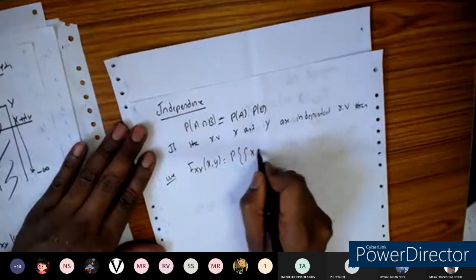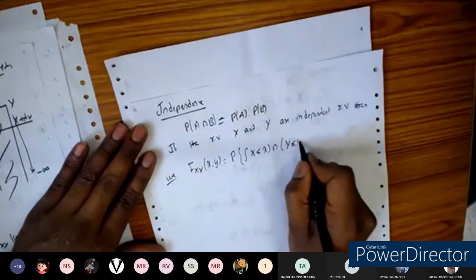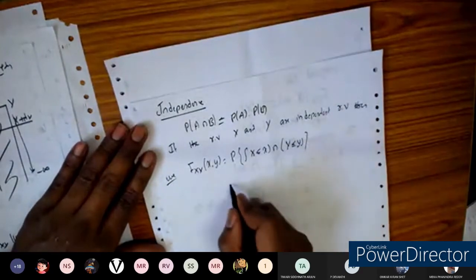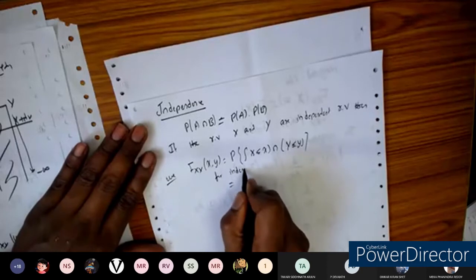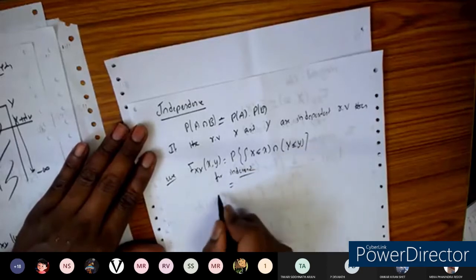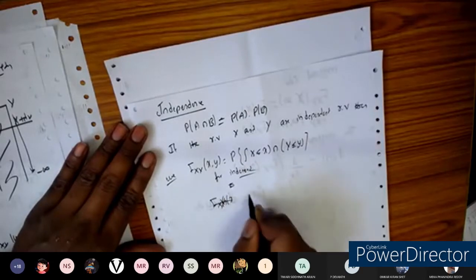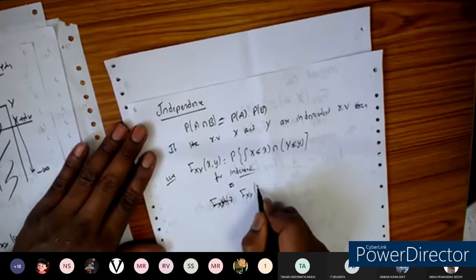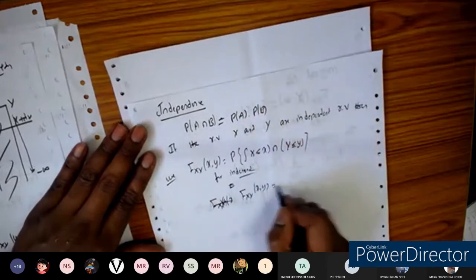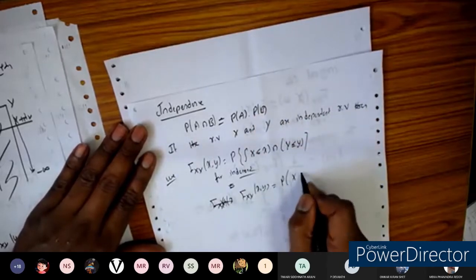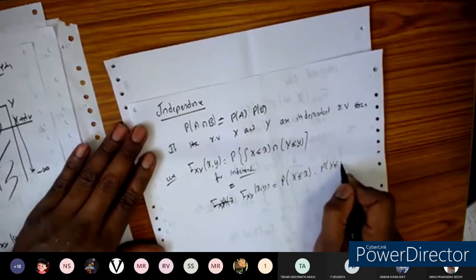So that is the probability of X taking a value less than or equal to x, intersection with Y taking a value less than or equal to y. This can be written for independent variables as F_XY(x, y). Applying this concept, wherever the intersection is there, we can write it as a product: the probability of X less than or equal to x, times the probability of Y less than or equal to y.